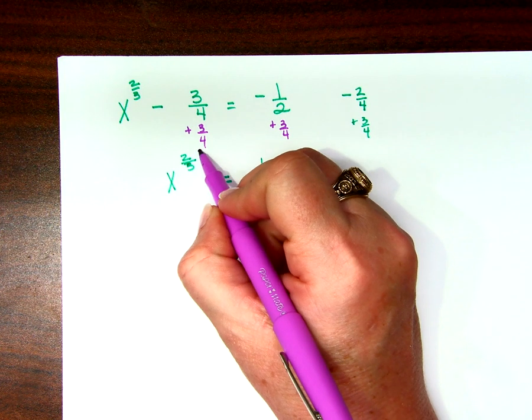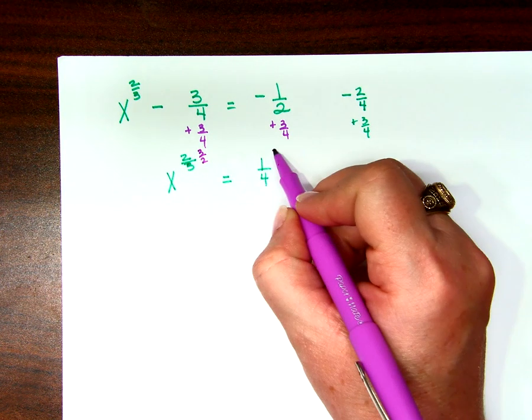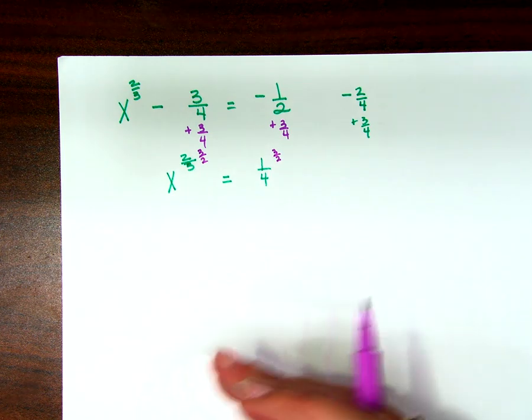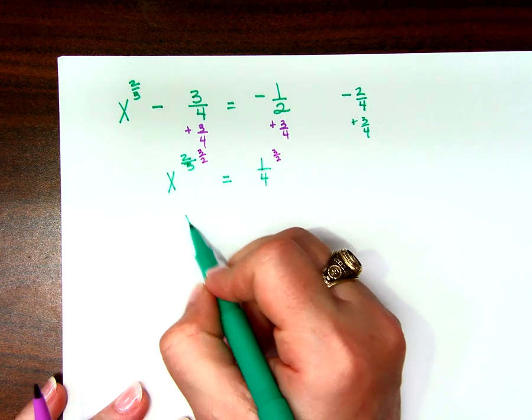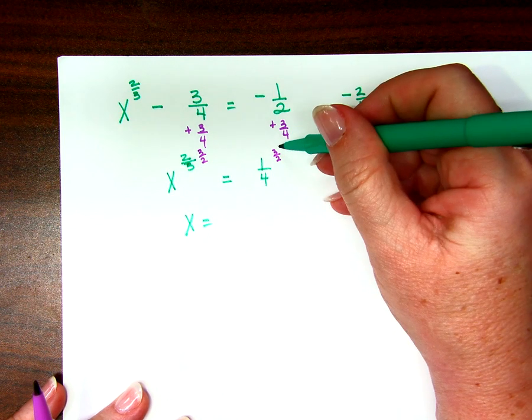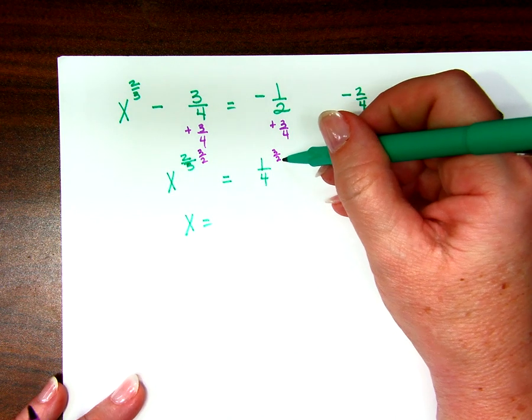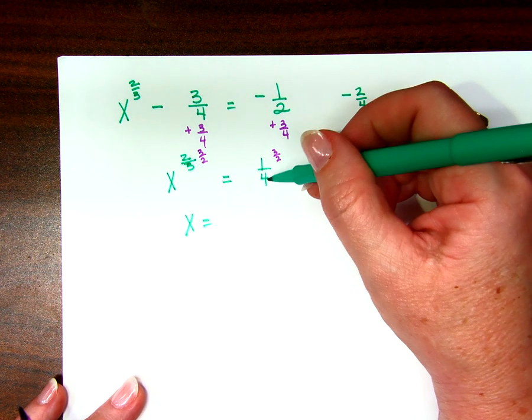Reciprocal. So raise both sides to the 3/2 power. This is a case where you can, right? So numerator is the power, the denominator is the root. So what is the square root of 1/4?